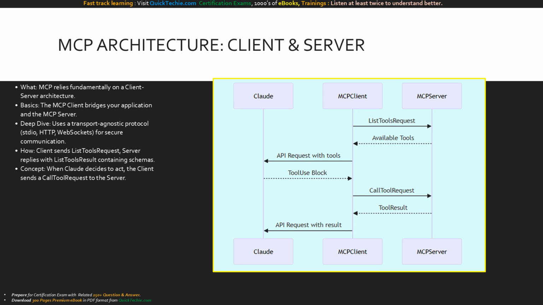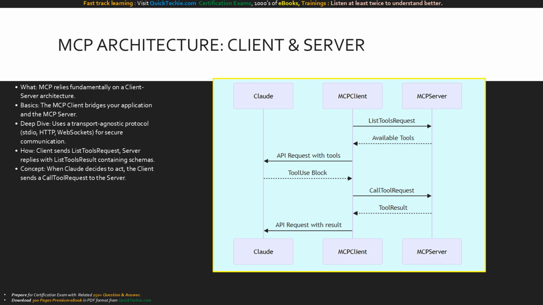This means your client and server can communicate over standard input, output locally, or via HTTP and WebSockets remotely. How does the interaction start? Your client sends a list tools request to the server, and the server replies with a list tools result containing all available schemas. You pass these directly to the Claude API.